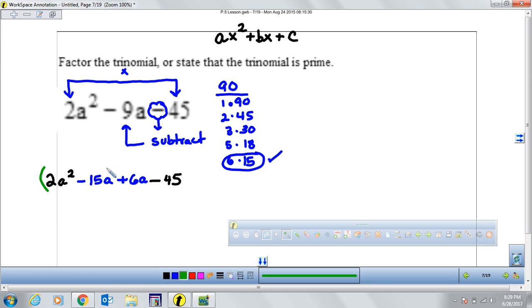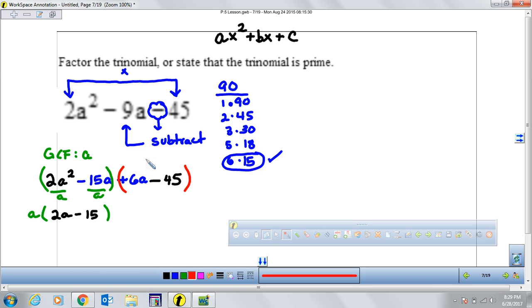So I can group these two terms again, and I can group these two terms again, and all we have to do is get the greatest common factors. From the first group, as you can see, we cannot factor anything from 2 and 15 other than 1, but we can take out an a. So 1a would be my greatest common factor. We're going to take out that a, and divide the a from both of these terms, and that's going to give us what's left. It's going to be 2a minus 15.